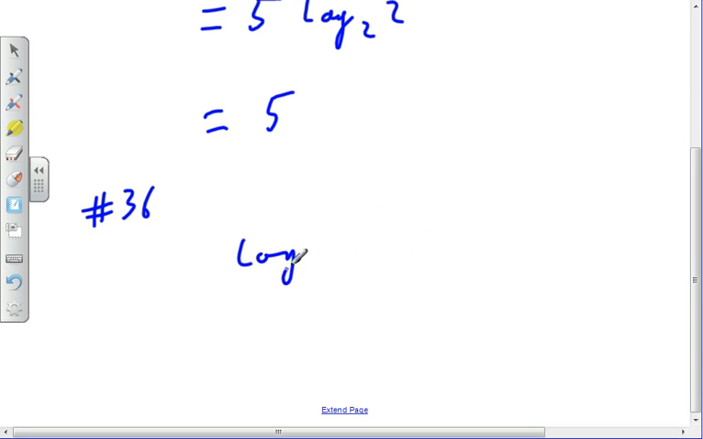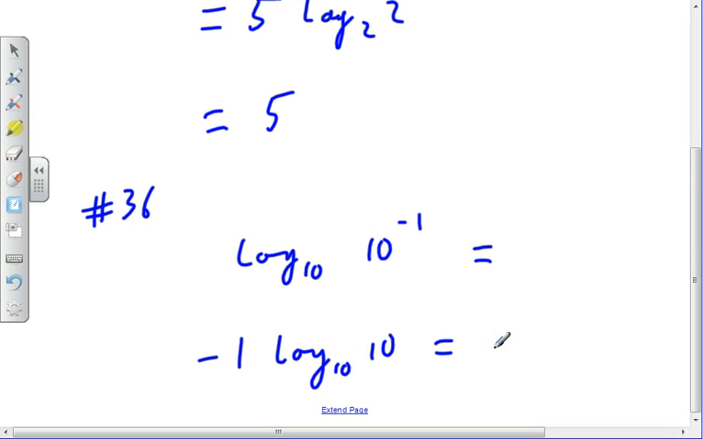Log base 10 of 10 to the minus 1. Minus 1 log base 10 of 10, minus 1. In fact, I didn't have to do that last step. I could have just gone minus 1 there, because of what the log function means: if it's that base raised to some power, it is that power. That's the whole definition there.